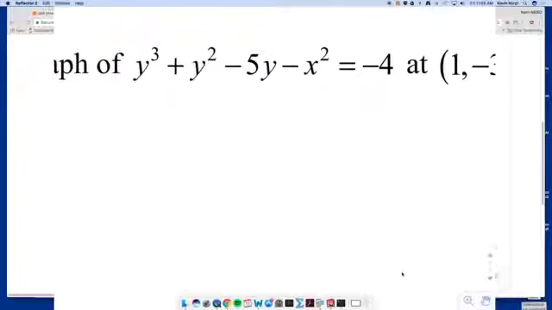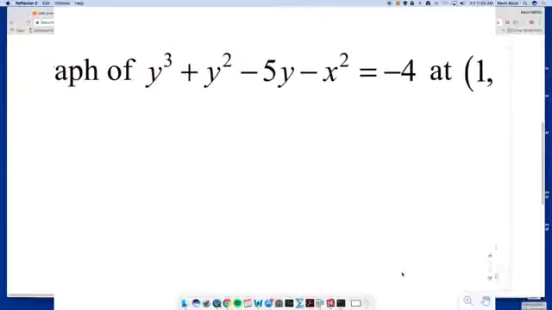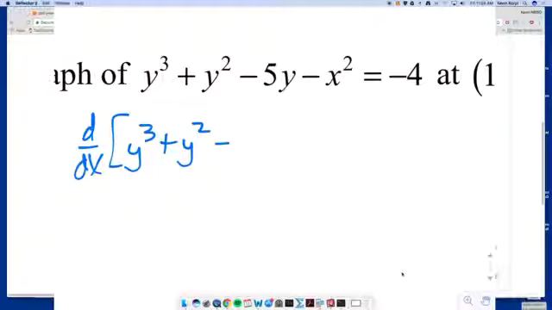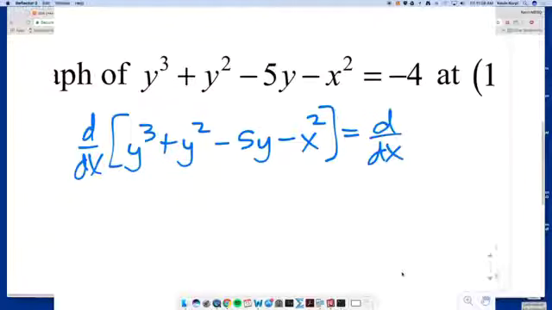OMG was the reaction. So when do we use implicit differentiation? When it is physically impossible to solve for y as a function of x, or when we're too lazy to do it, or it just becomes a little bit prohibitive to do so. All right, so let's go ahead and find the derivative. How? Implicitly. So first step is d/dx of the left side, y cubed plus y squared minus 5y minus x squared, equals d/dx of -4.